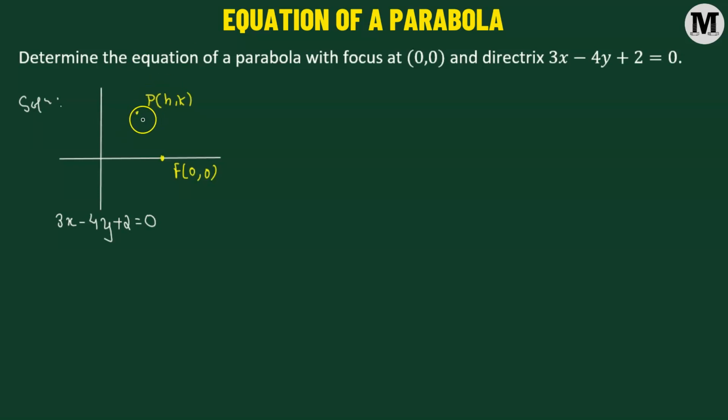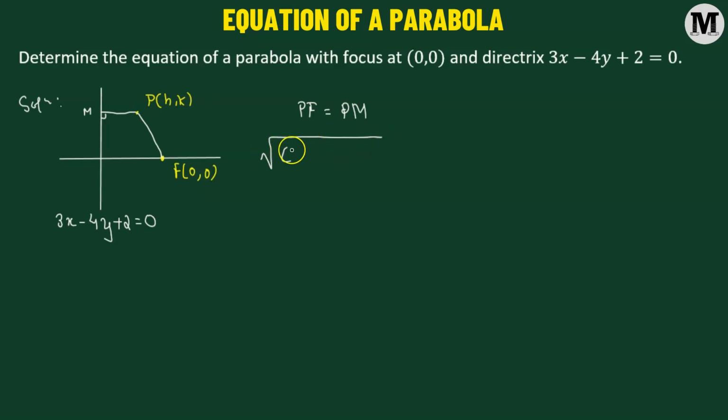We're going to join the point P and the focus F, and then drop a perpendicular from point P onto the directrix. Let's say the perpendicular meets the directrix at M. By definition, for a parabola, the length of PF is always equal to the length of PM. We can find the length of PF using the distance formula. We'll take the square root.